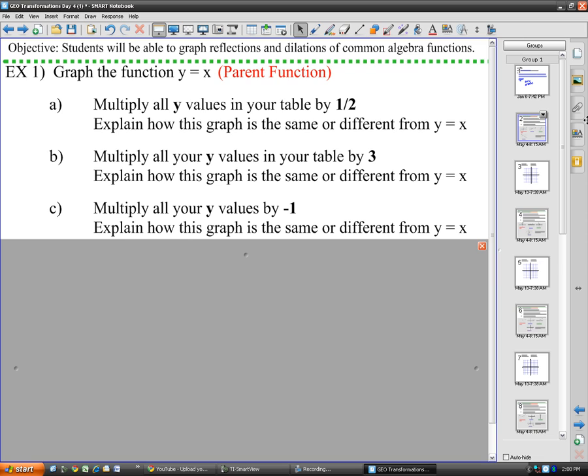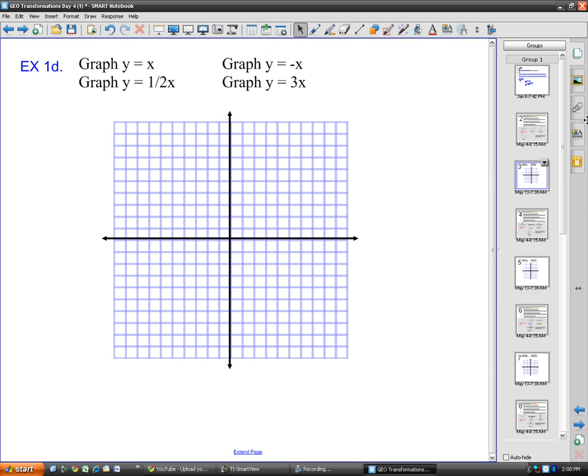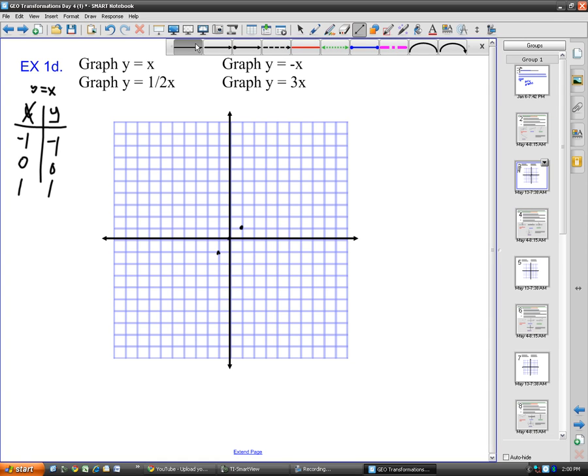Well, these are the equations that we would get. If I have my parent function, y equals x, whatever I put in for x, I'm going to get back for y. And so I get this nice straight line, looks like this. That would be my parent function. So the question is, what do these other graphs have to do with it?